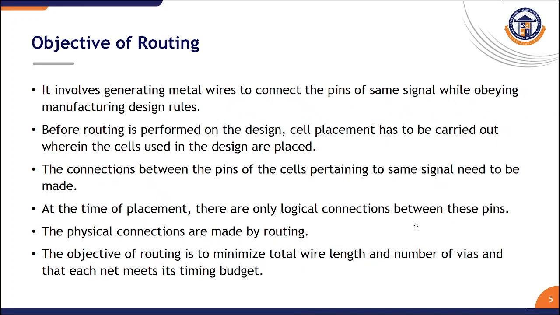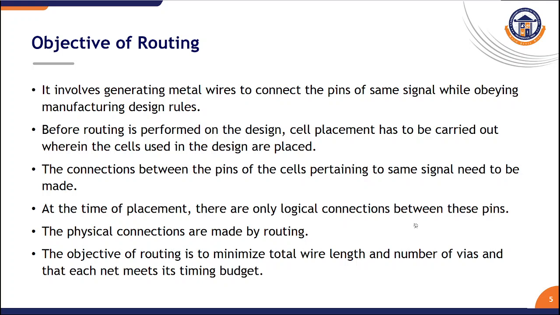The next one is the objective of routing. The main objective of routing is to create the physical connection for all the logical nets. Let us understand this step by step. After placement, the pins are logically connected but not physically connected. Routing converts these logical connections into metal wires. While doing this, routing must satisfy several objectives.